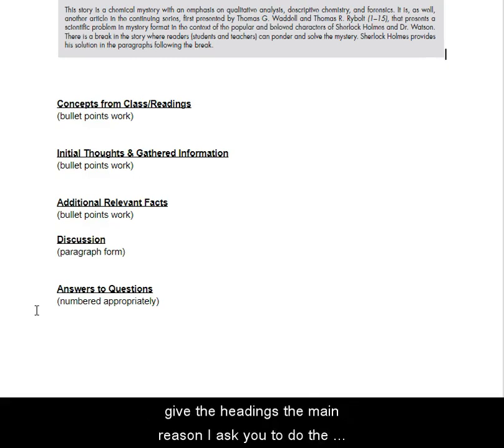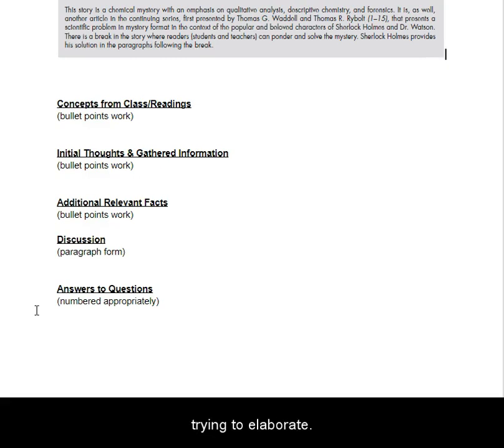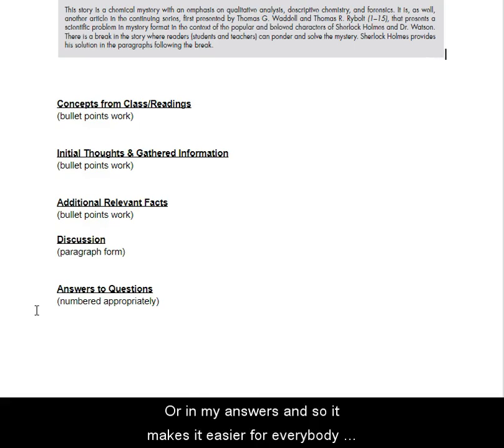The main reason that I ask you to do the headings is so that as you respond to your classmates, it's easier to say, I noticed in your concepts, blah blah blah. Or I had a question when you did your initial thoughts. Or in your discussion. It's easier for the person you're writing to, because they can go right back to their discussion and say, oh yes, in my discussion I meant, or I was trying to elaborate. Or in my answers. It makes it easier for everybody to follow a conversation.